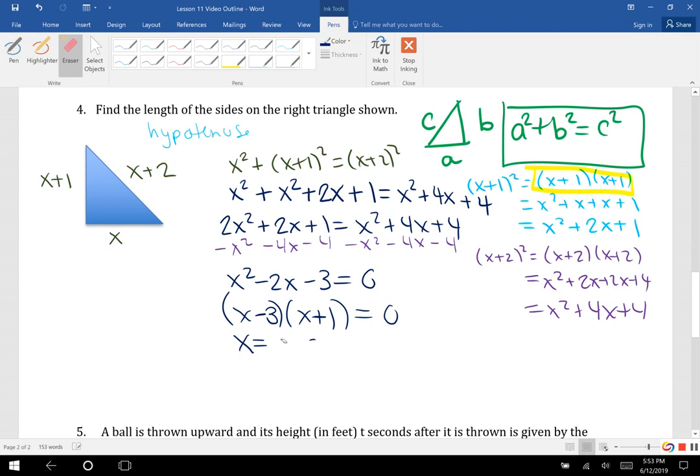So the first factor, x minus 3 equals 0. So x is 3. Or x plus 1 equals 0. So x is negative 1.